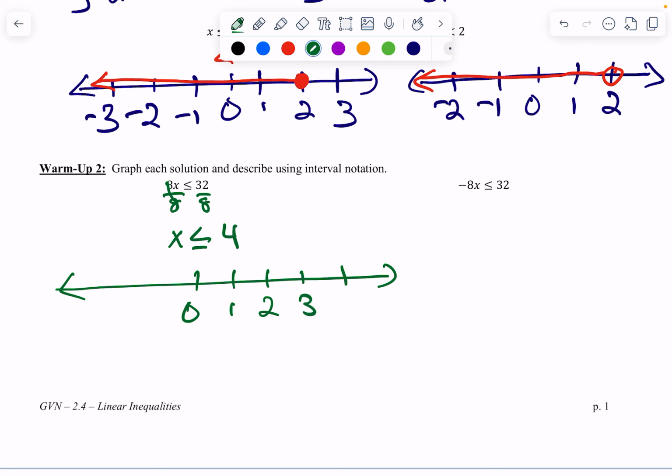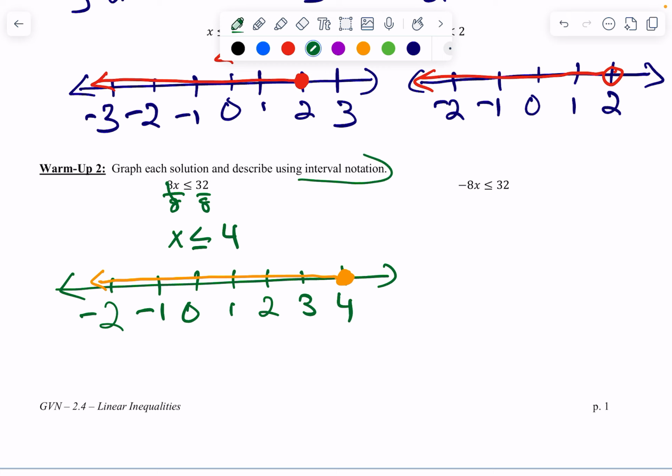Okay, so let's graph that one. 2, 3, and 4, and we've got our negative side over here. So we're going to start with 4. It is equal to, so we are drawing a dot, and then less than is going to the left again.